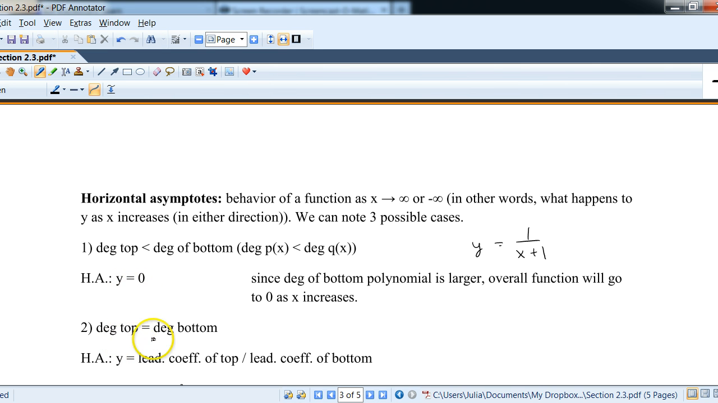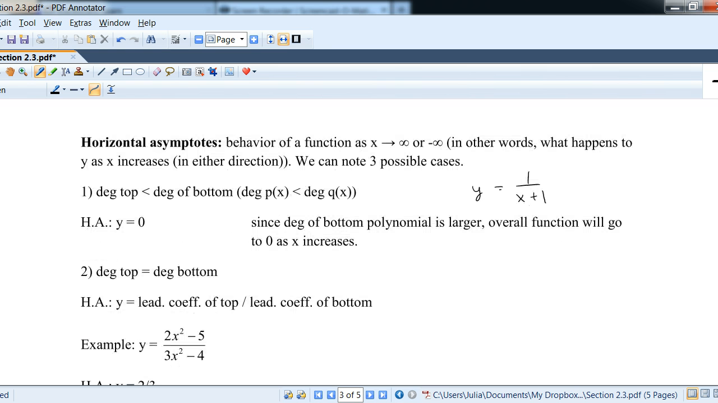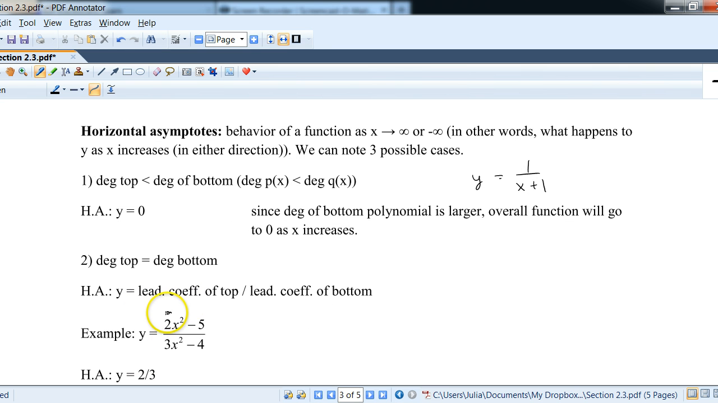Now notice in case 2, the degrees match exactly, so the function does not die off. But what do you get? You get y to be a number, which is specifically the leading coefficient of the top divided by the leading coefficient of the bottom. So let's take a look at that example. Notice how it's going to be the leading terms that are very important, because when x is huge, -5 and -4 are not going to play a big role. And even if you had an x term, it's not going to play a big role. But it's 2x squared divided by 3x squared. Notice how you essentially are going to end up with 2/3, because the x squareds will cancel. So it's going to be y equals 2/3.